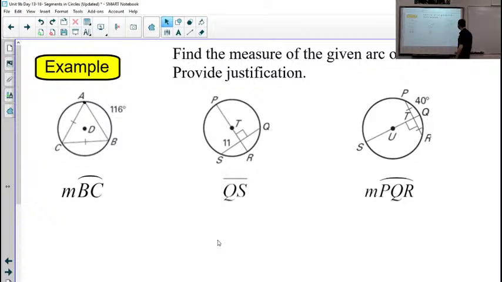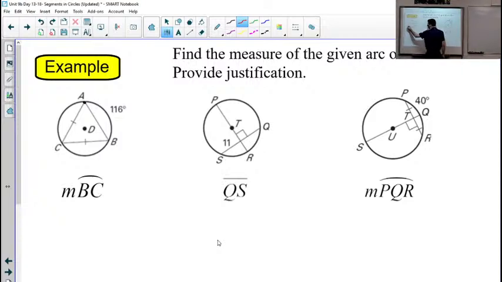Find the measure of the given arc or chord. Provide your justification. Find arc B to C. So arc B to C is this piece right here. And all I know is that this piece, A to B, is 116.